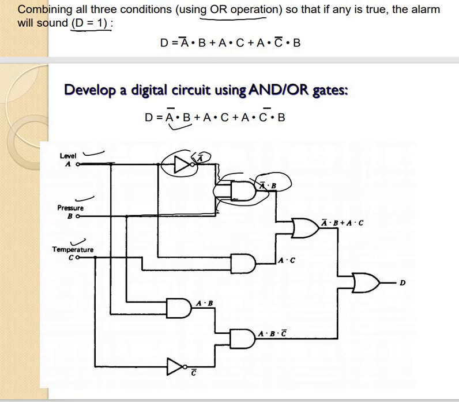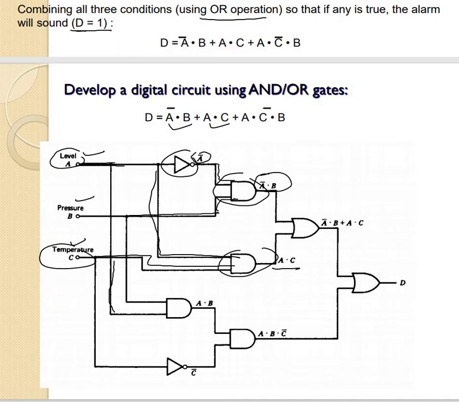Second condition, A must be multiplied with C. So this is level and temperature. So we need to have an AND gate. We can see here A and C are input to the AND gate, we will get A dot C. Okay, second condition fulfilled. Third condition, A dot C complement dot B.